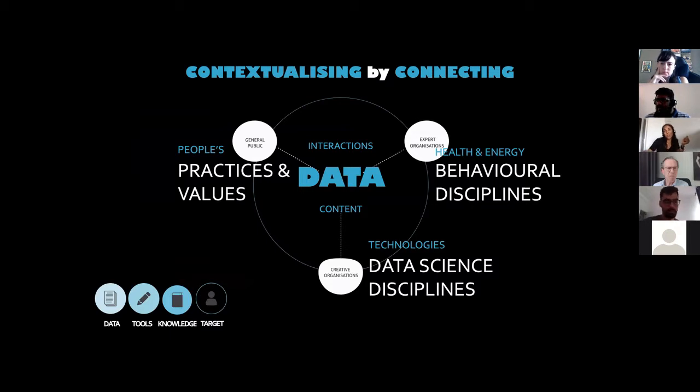So my objective in this is that I want to contextualize knowledge. I want to really understand the whys of our behaviors, and I do that by connecting three different aspects. I connect people's practices and values with what experts are telling me in terms of behavioral disciplines, and then what the data science disciplines are also telling me in order to analyze and use this data. So I aim to generate knowledge regarding data, tools, and the knowledge that is accessible for these different audiences.